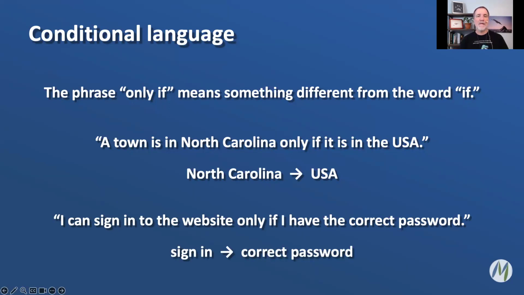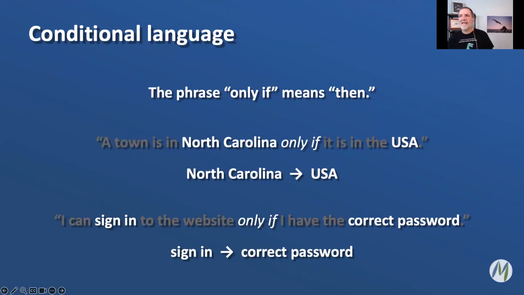Basically, what we're saying here is only if just means then. That phrase only if is different from if. If starts our sufficient condition. Only if is the then in the sentence. Only if is the arrow. We can replace the phrase only if with our conditional arrow. We would just read if North Carolina, then USA. So again, if and only if are two completely different things, with completely different meanings.